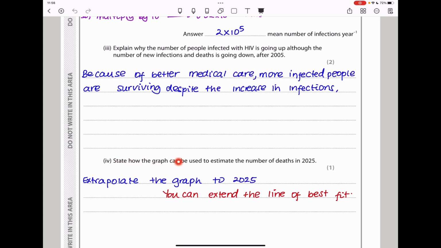Next, state how the graph can be used to estimate the number of deaths in 2025. Here you will extrapolate the graph to 2025 and be able to find the data. Or you could extend the line of best fit to 2025, and that could be a good approximation of the number of deaths that would occur in that year.